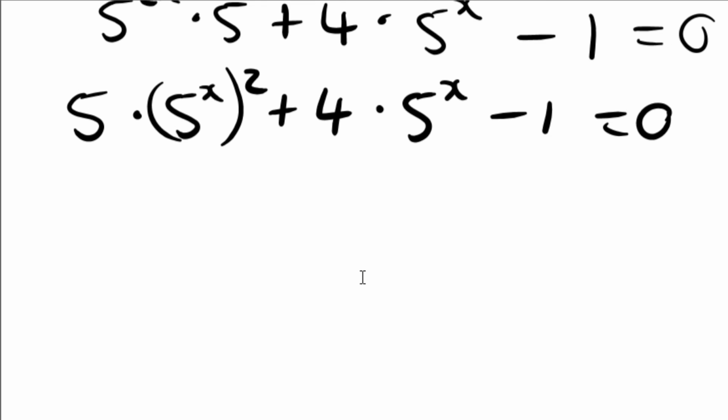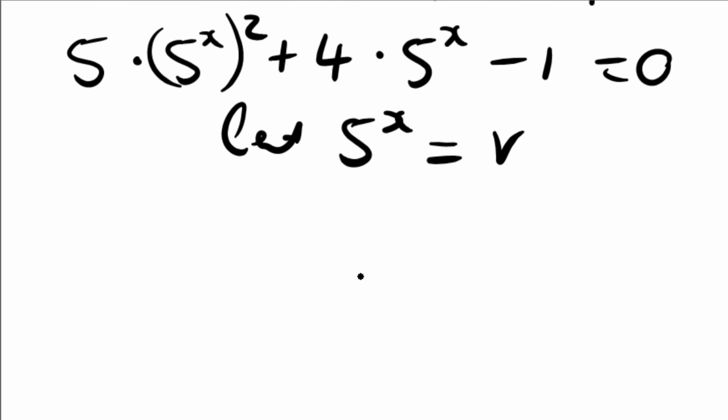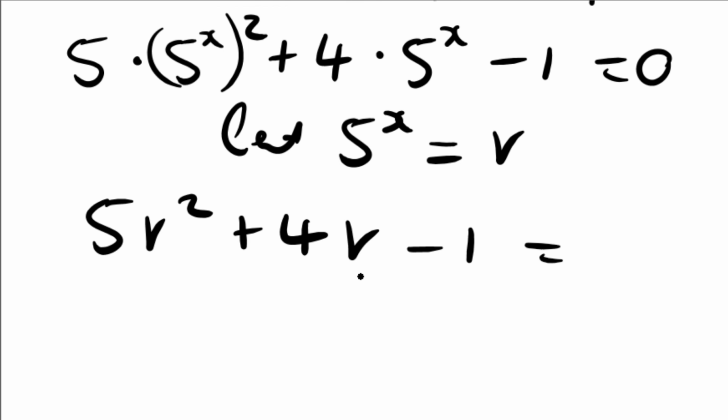Now from here we want to let 5 to the power of x be equal to something. I will make it equal to r. So we have 5r squared plus 4r minus 1 equals 0.